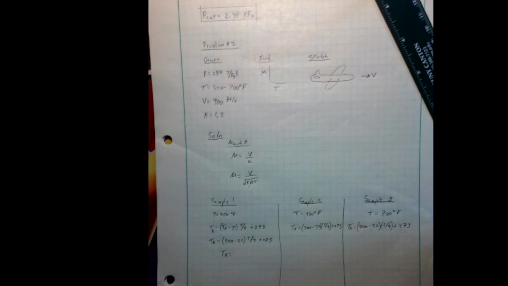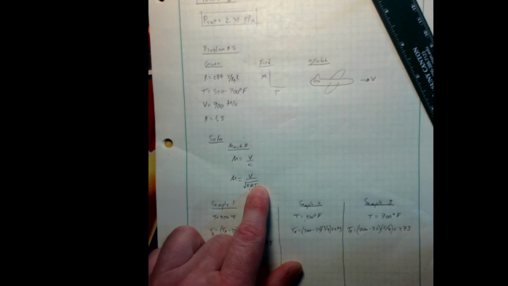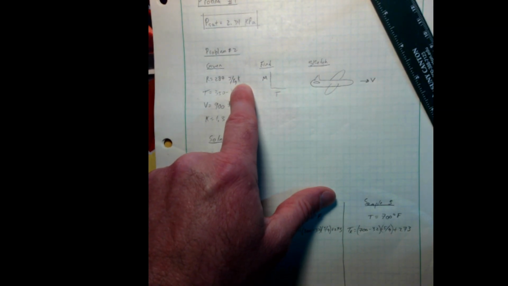Well, plug that in. So 350 minus 32 times 5 divided by 9 plus 273. So 450 roughly, Kelvin. Because you got to convert it to Kelvin, because this temperature has to be in Kelvin because these units are Kelvin.